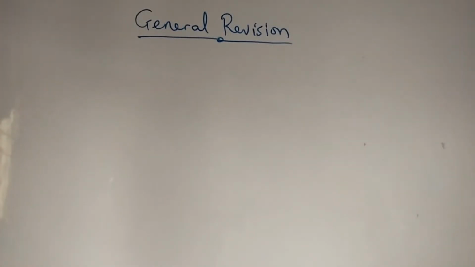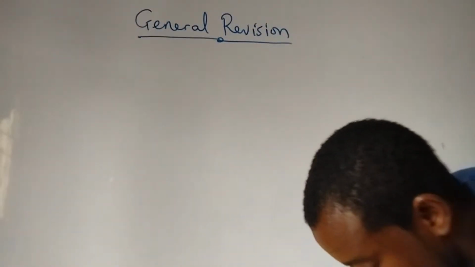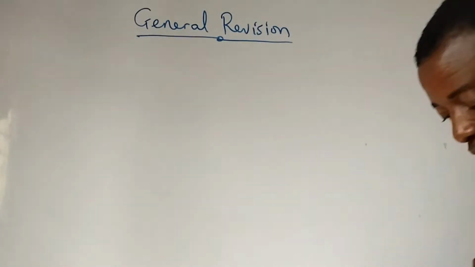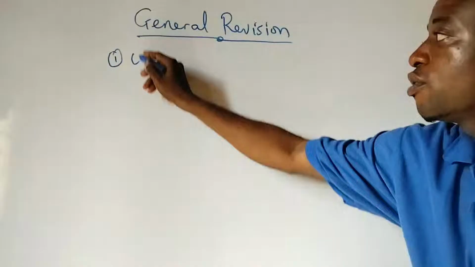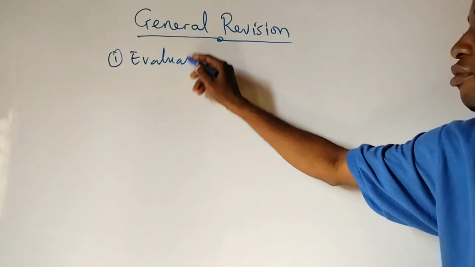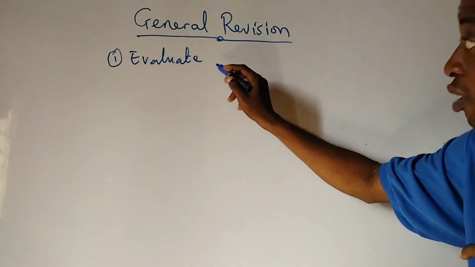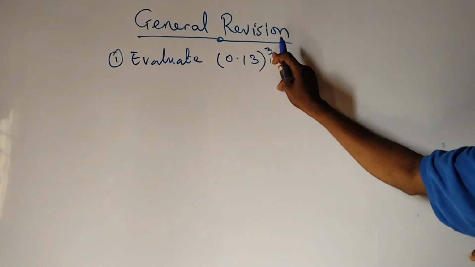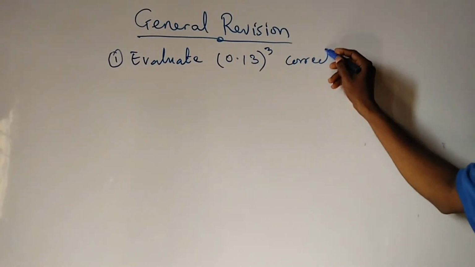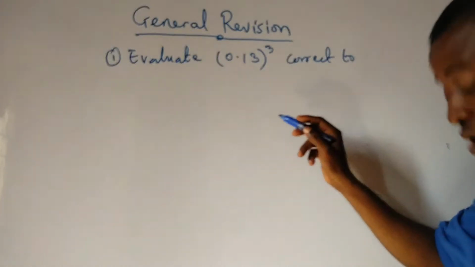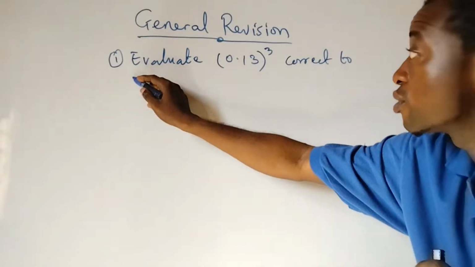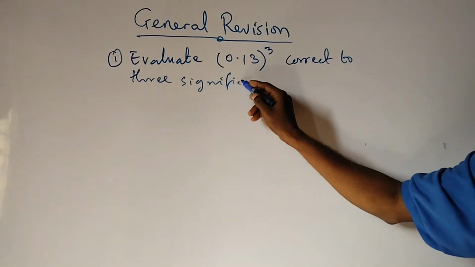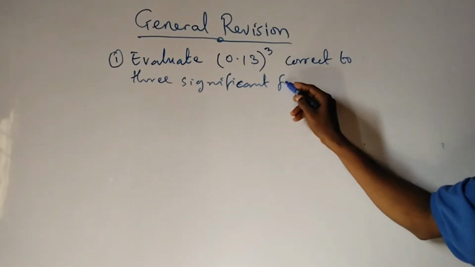the number one question here. To evaluate number one, evaluate 0.13 all raised to power 3, correct to three significant figures. Correct to three significant figures.